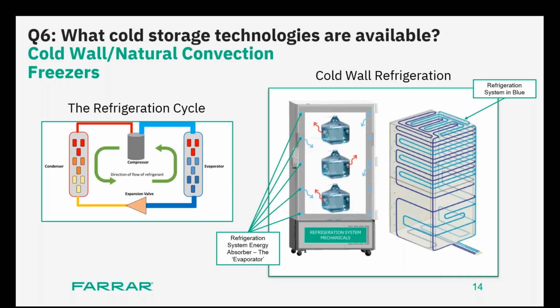So the basic refrigeration cycle would have 4 components. It's a compressor, condenser, expansion valve, and the evaporator. Please keep in mind that the evaporator is the workhorse that's doing the job, meaning that it is actually extracting heat from your samples in the chamber, thereby cooling it and subsequently freezing it. Not to say that the other 3 components are any less, but this is the part that you'd be focusing on, as we're describing the cold wall freezer or natural convection freezer.